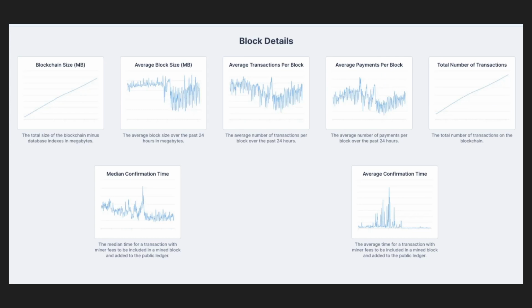Some more details. So we see various block details, including blockchain size, the average block size, the average transactions per block, average payments per block, number of transactions. We also see confirmation times, which is the waiting time for how long it takes for a transaction to be confirmed. We see the median confirmation time and the average confirmation time. So these are all various statistics that are useful when we're trying to track exactly what's going on with Bitcoin, and we can start to compare these statistics of Bitcoin to other altcoins.